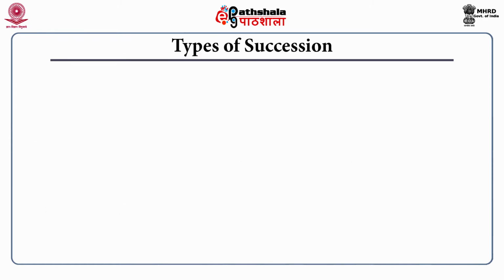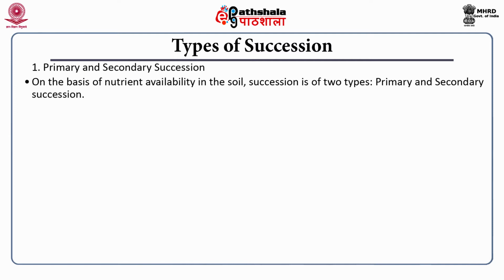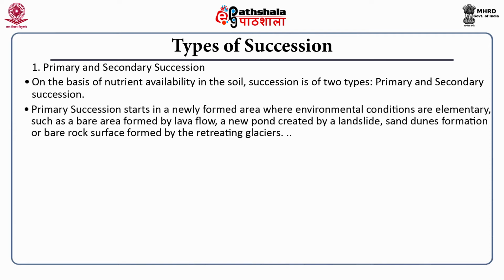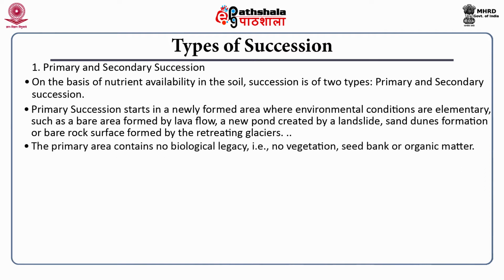Let me discuss different types of succession. On the basis of nutrient availability in the soil, succession is of two types: primary succession and secondary succession. Primary succession starts in a newly formed area where environmental conditions are elementary, such as a bare area formed by lava flow, a new pond created by a landslide, sand dune formation, or bare rock surface formed by the retreating glaciers. The primary area contains no biological legacy, meaning there is no vegetation, seed bank or organic matter.